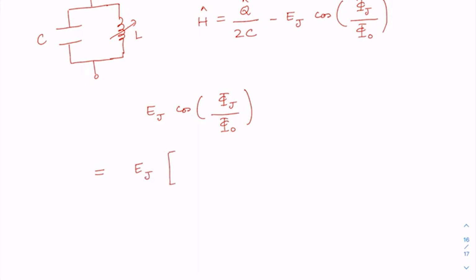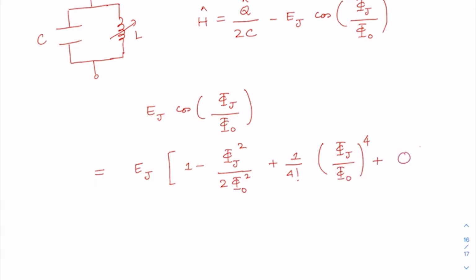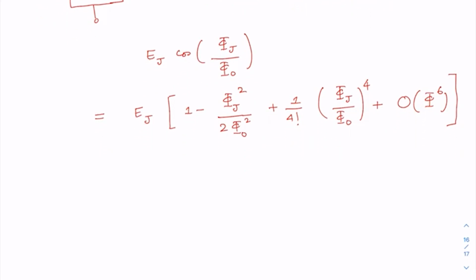The expansion of the cos function would be 1 minus phi j square divided by 2 phi 0 square. Then we have 1 by 4 factorial phi j by phi 0 to the power 4, and then we'll have higher order terms of the order of phi to the power 6. But we are going to ignore all the higher order terms beyond phi j to the power 4, and then we can express the transmon Hamiltonian as follows.